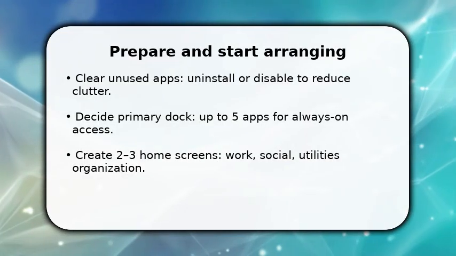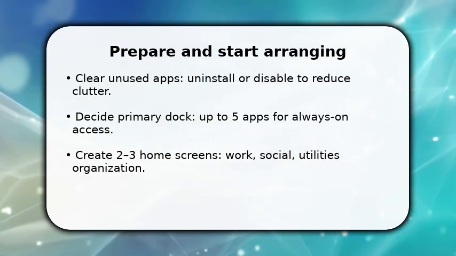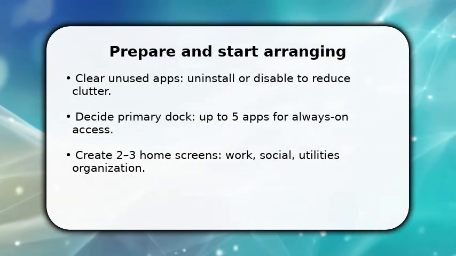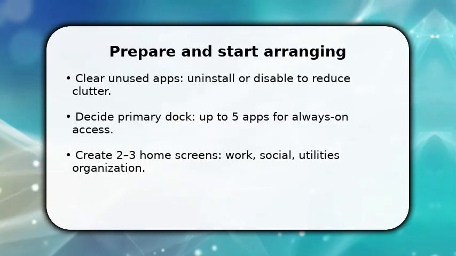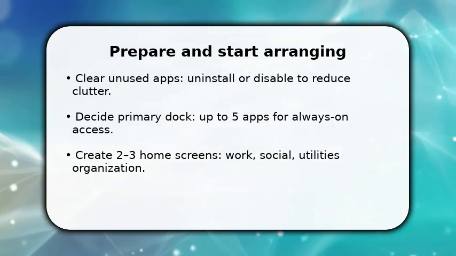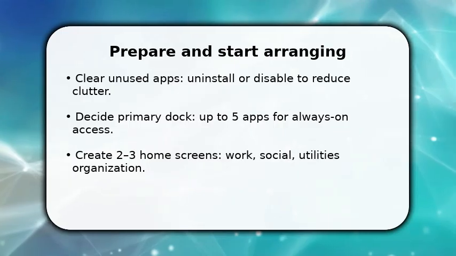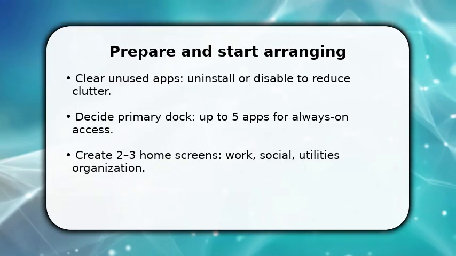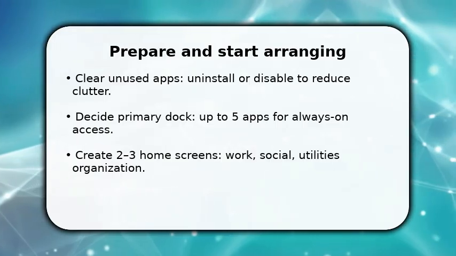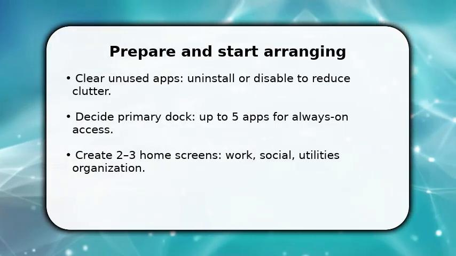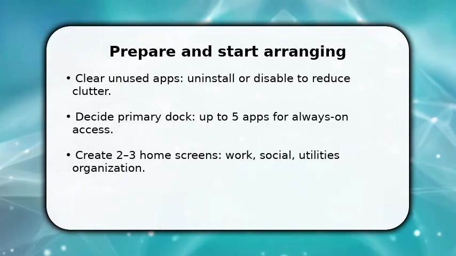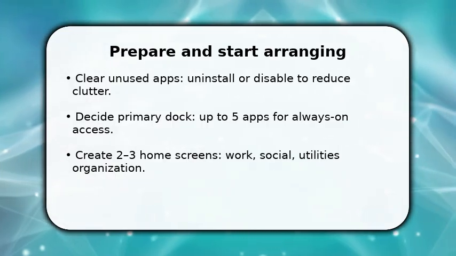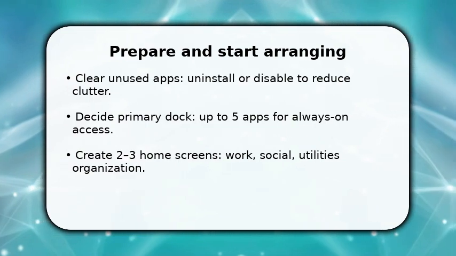You begin by pruning and choosing what matters. Remove apps you no longer use so organization actually sticks. Next, pick your dock apps, up to 5, for immediate access across screens. Once done, create 2 to 3 focused home screens, labeling them mentally as work, social, and utilities. You'll save time later if you group by purpose now. Make sure to enable a grid that fits your icons so spacing remains consistent and predictable as you continue.